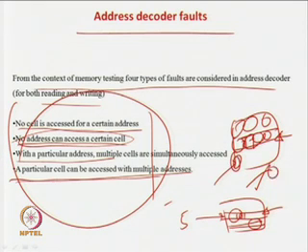Because if you are accessing multiple cells, then whatever you are writing will give some other kind of output. What you are expecting, that output will not be there, because some cell here is being accessed, and another cell is being accessed by a single address. So that will not be possible if everything is proper.